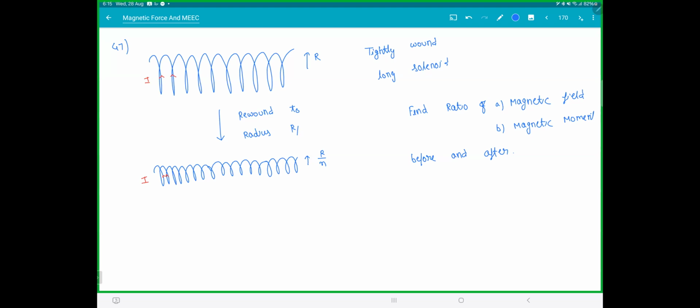Wait, we'll do one thing. Let's call this radius R by P, okay? Because small n is already being used for number of turns per unit length, you'll get confused. Let the radius become R by P. That P can be 3, 4, any number. Will changing the radius affect the n? I don't know. That is a question, right? I'll tell you the answer. What will you do?